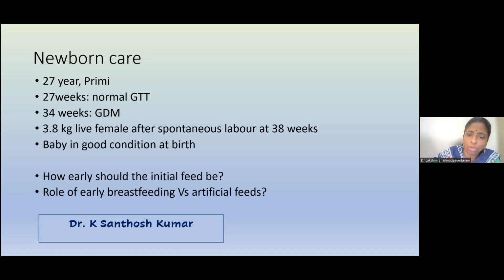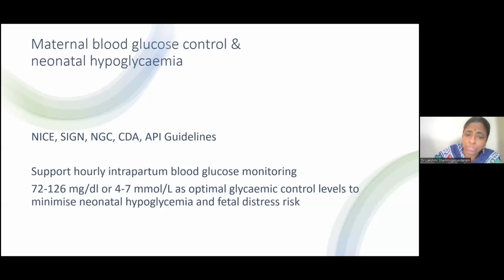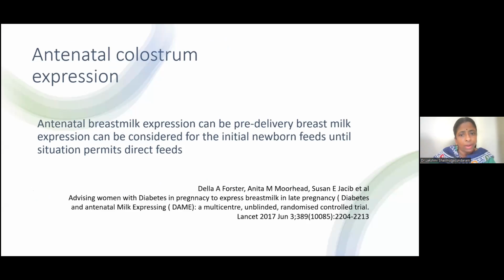Thank you, sir. So it is universally recommended that it should be breast milk and early feeding, isn't it? And also we looked at the blood glucose levels that were required for control. Though we mentioned that we can have values up to 140, values of less than 126 tend to be better values to give a good outcome for the baby.